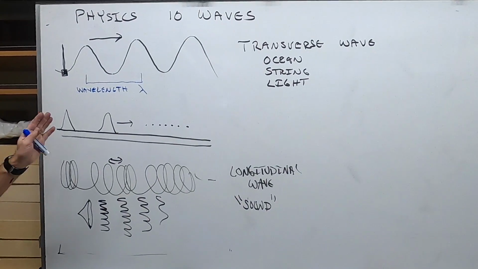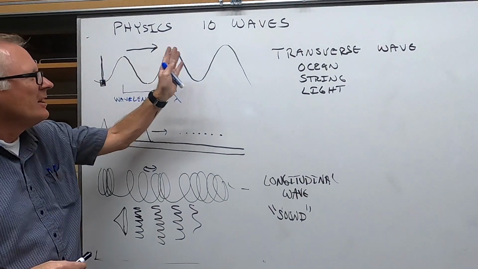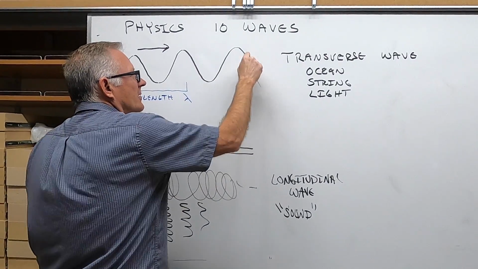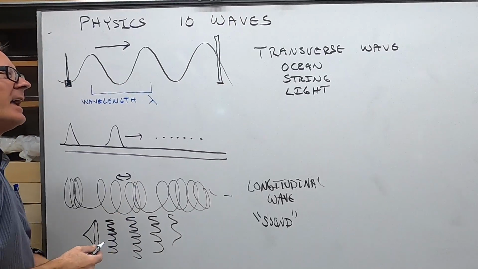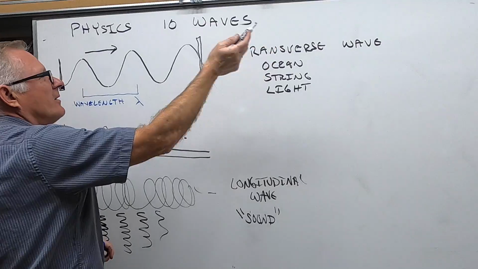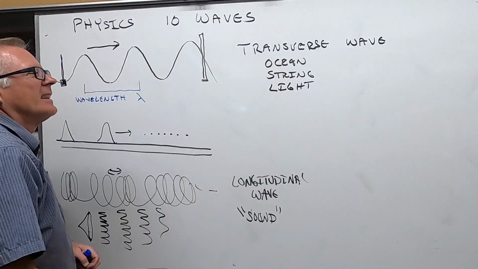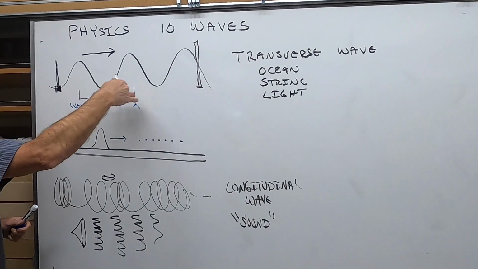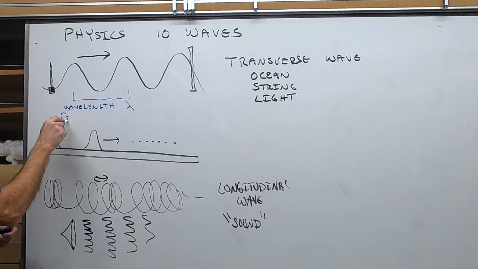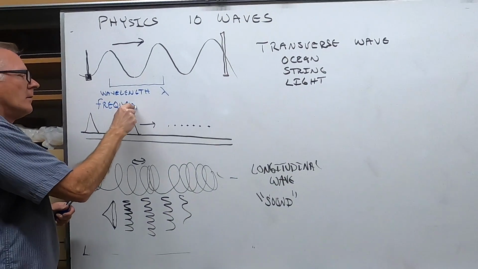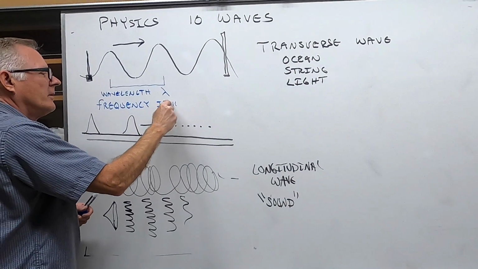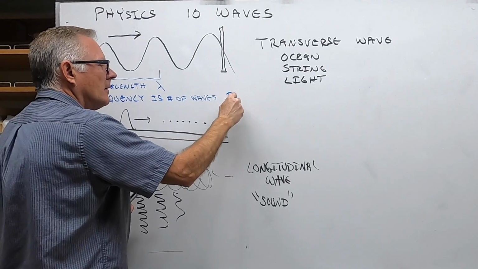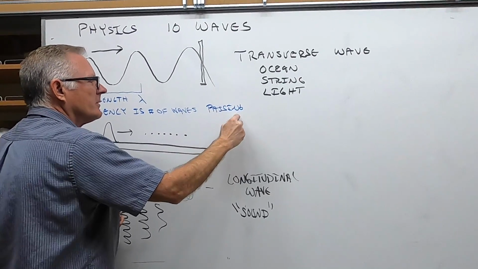Now we can also define the frequency. The frequency is how many waves go by every second. So maybe there's a pole sticking up in the ocean, or it could just be a person out there, and just count how many waves go by them every second. That's the frequency. So the frequency is the number of waves passing per second.